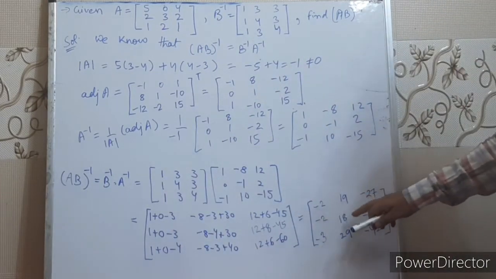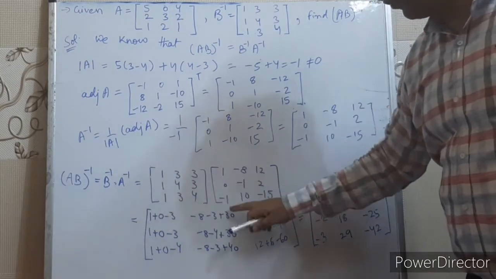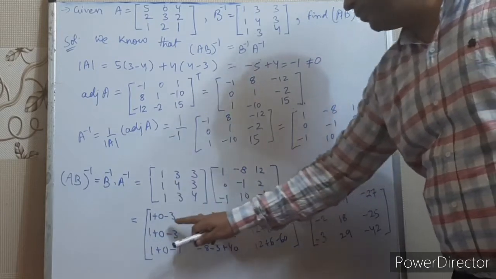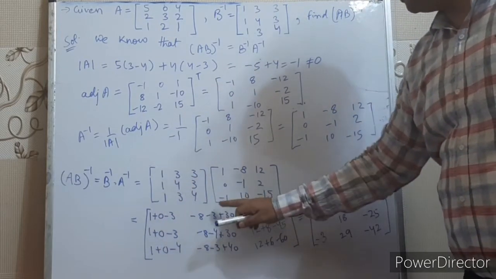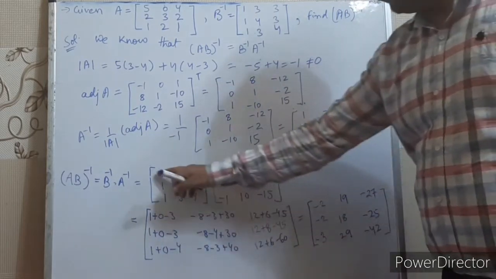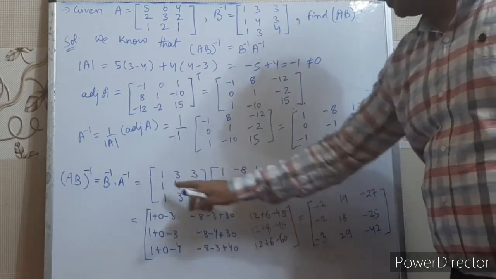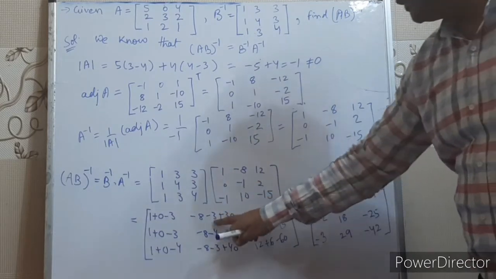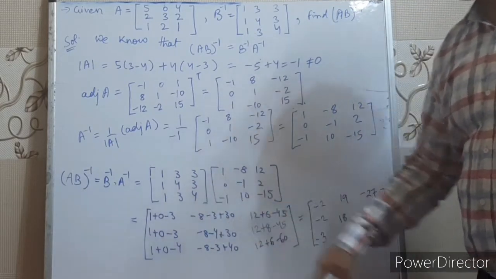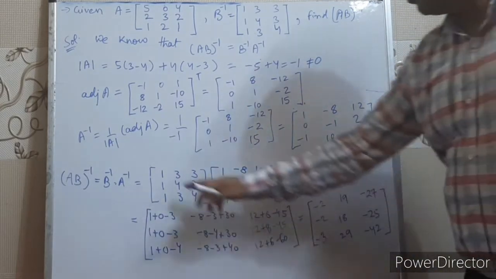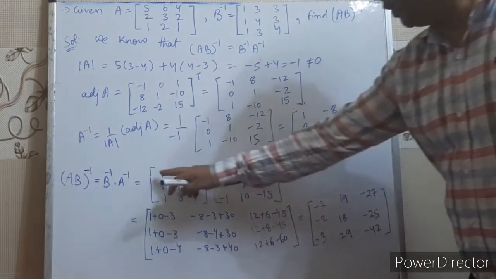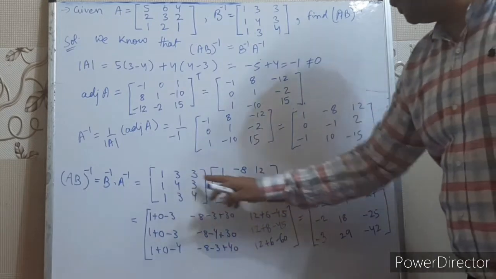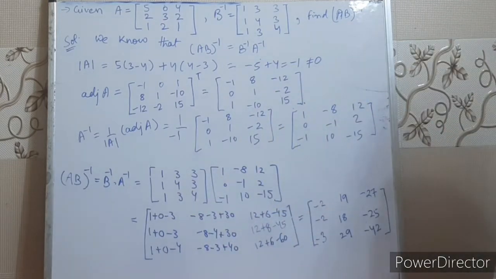Minus 2, 19, see. When you multiply the first row by the first column: 1 into 1, 1; 3 into 0, 0; and 3 into minus 1, minus 3. First row, second column, children: 1 into minus 8, minus 8; 3 into minus 1, minus 3; 3 into 10, 30. Okay, children. First row, third column: 1 into 12, 12; 3 into 2, 6; then 3 into minus 15, minus 45.